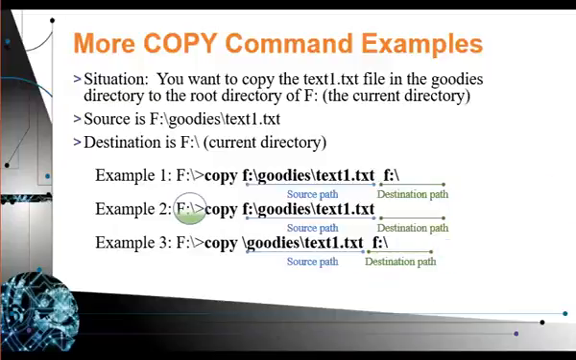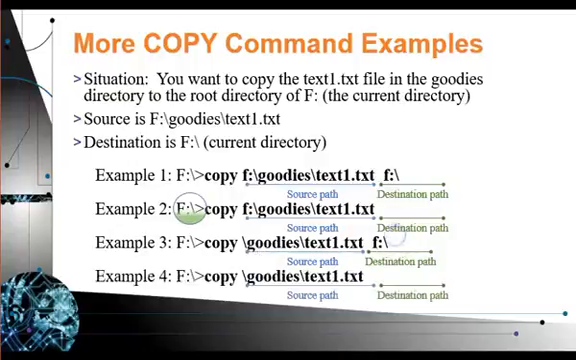Let's take another look at a different one. In this one, notice that I've left off the F:\ in the source. The reason you can do that is for the same reason you can leave off F:\ in the destination. It is the prompt. We are already working on the F drive, so the computer will assume the drive. If you leave it off, the computer is going to assume that's the drive where the goodies directory is located, and within the goodies directory is the text1.txt file. The last example leaves off F:\ in the source and doesn't put F:\ in the destination, and that is because, again, we are working from the root directory of the F drive.